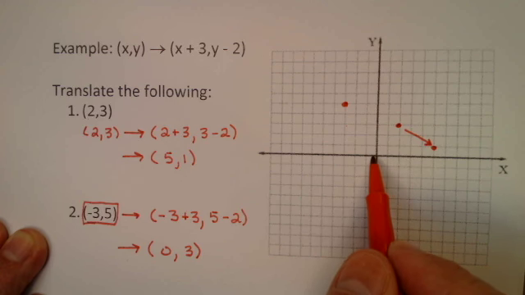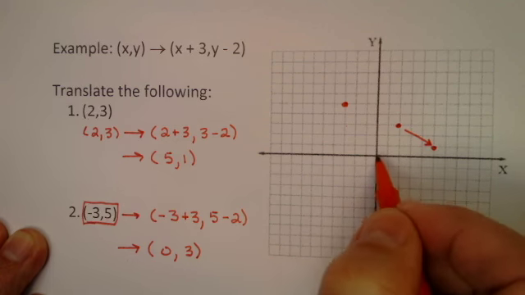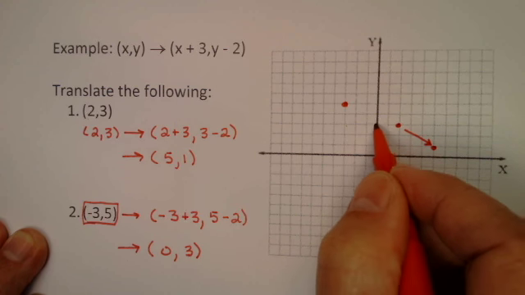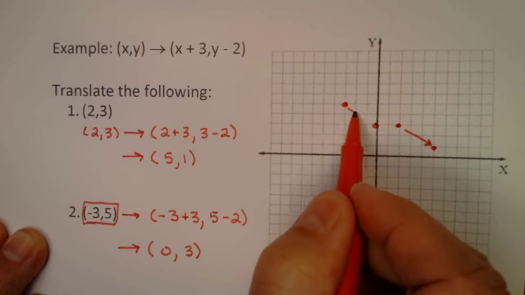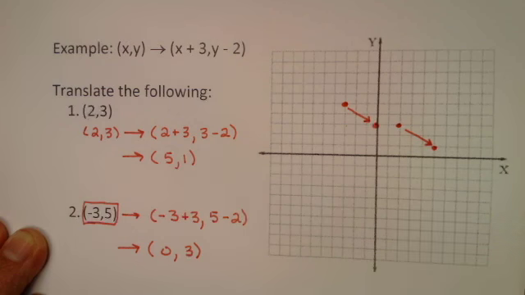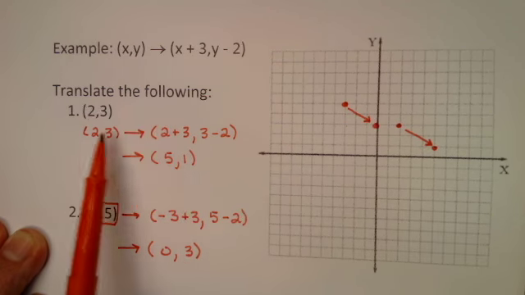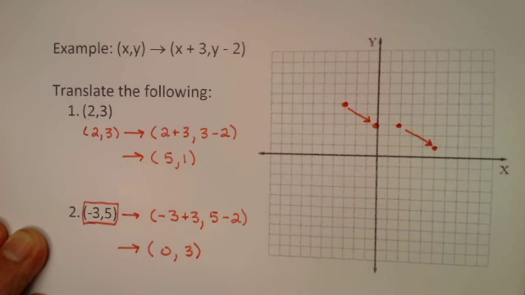0 means I don't move over any, but I still move up 3: 1, 2, 3. Here's my original point. My original point got moved to right there. This is how you use this notation to translate or move points.